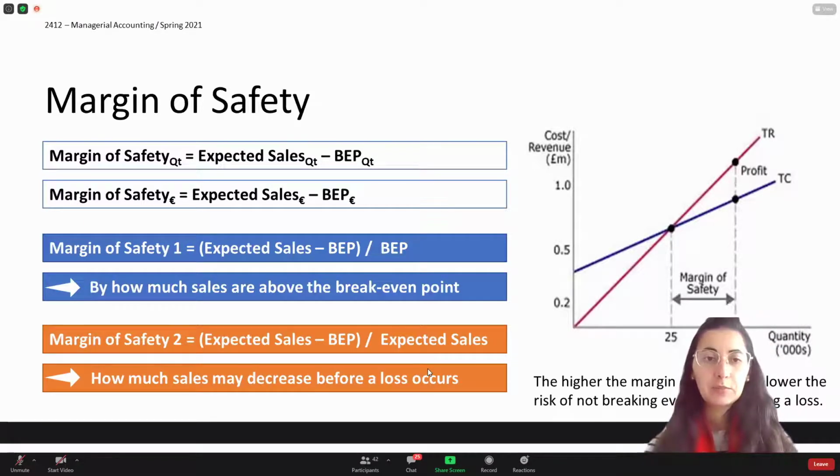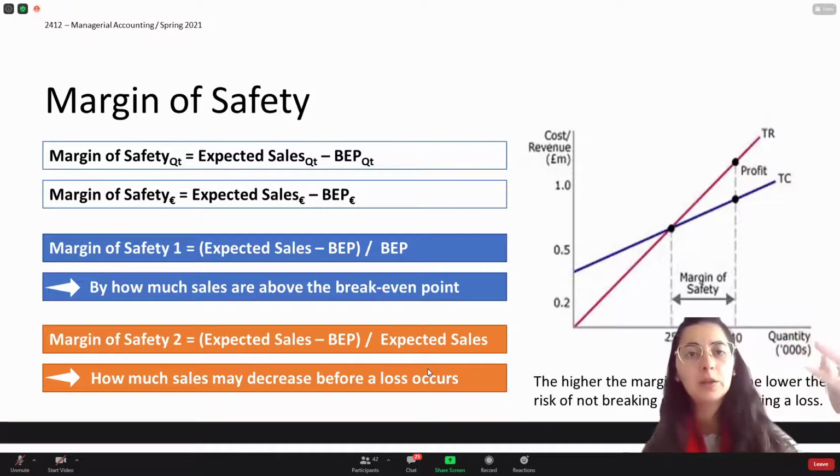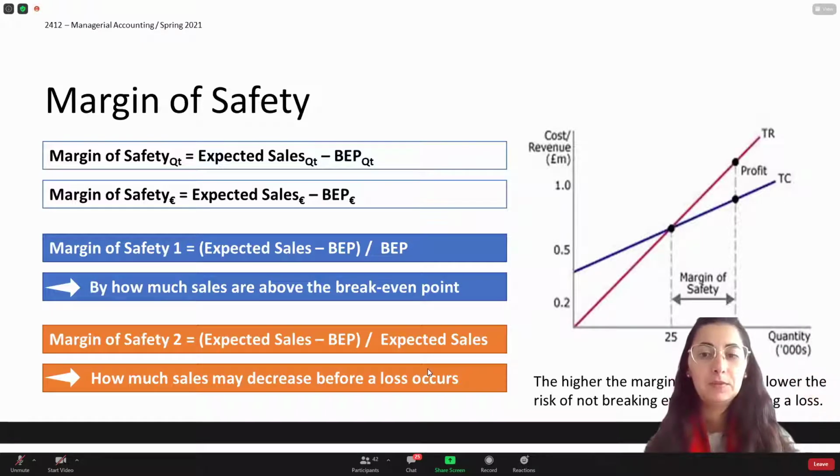There are two concepts then for the margin of safety in terms of ratio. We call them the margin of safety 1 and the margin of safety 2. Both of them are the margin of safety in ratio. So we can calculate margin of safety in quantity, in monetary terms, and we can calculate margin of safety in ratio with two formulas.